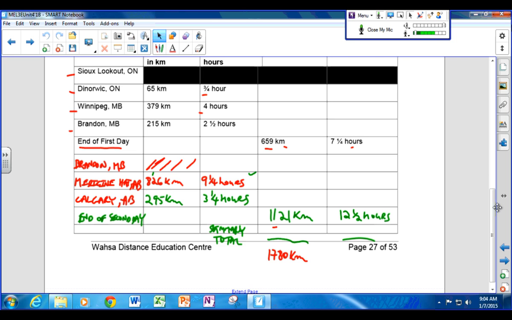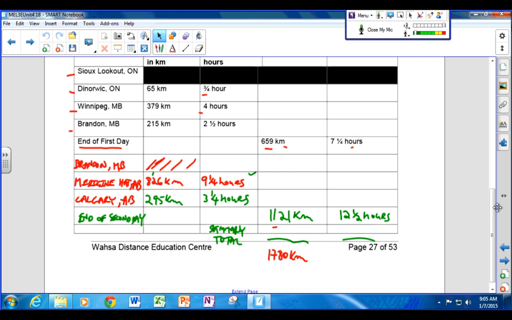We ended up with 1,780 kilometers, 12 and a half hours of driving over 2 days. Some people would say 12 and a half hours, I can do that in one day, right? And it's true, some people can. But you really have to know your abilities.